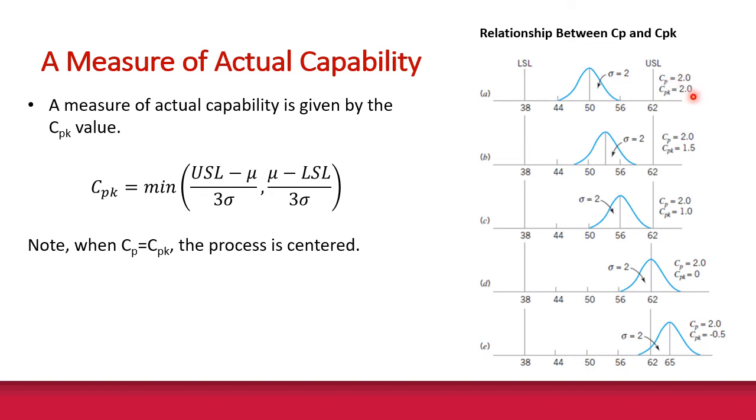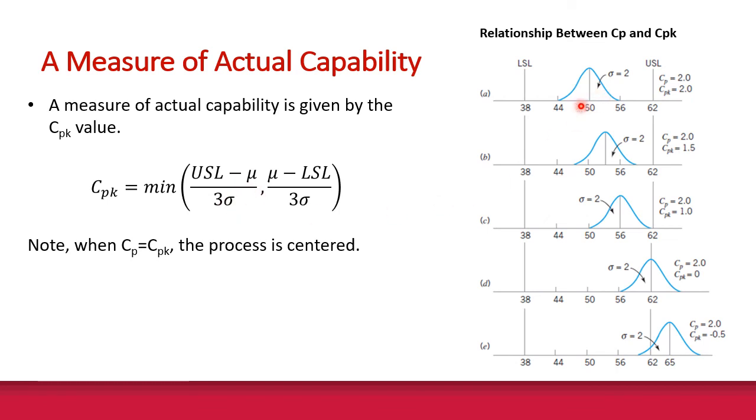And it turns out the C sub P sub K value is going to be 2 as well, because we take the minimum of the left half or the right half, and they're exactly the same. So for example, if we do the upper specification limit minus the mean divided by 3 sigma, we get 62 minus 50, which is 12, divided by 3 times 2, which is 6. So we get a value here of 2.